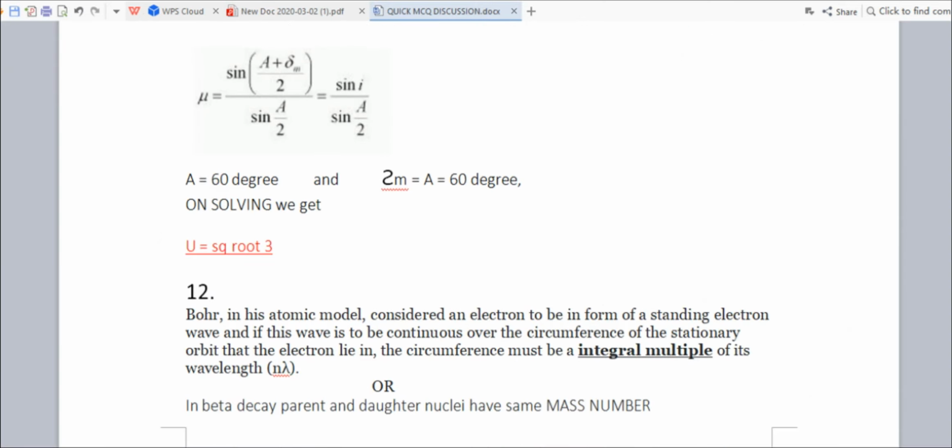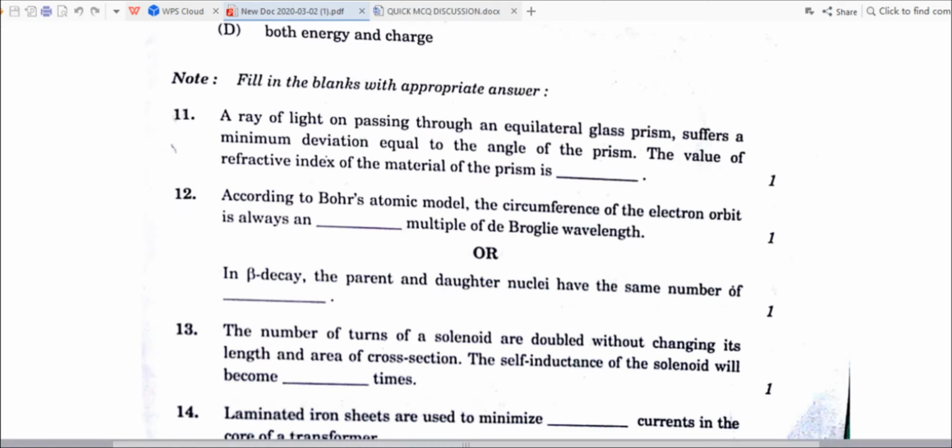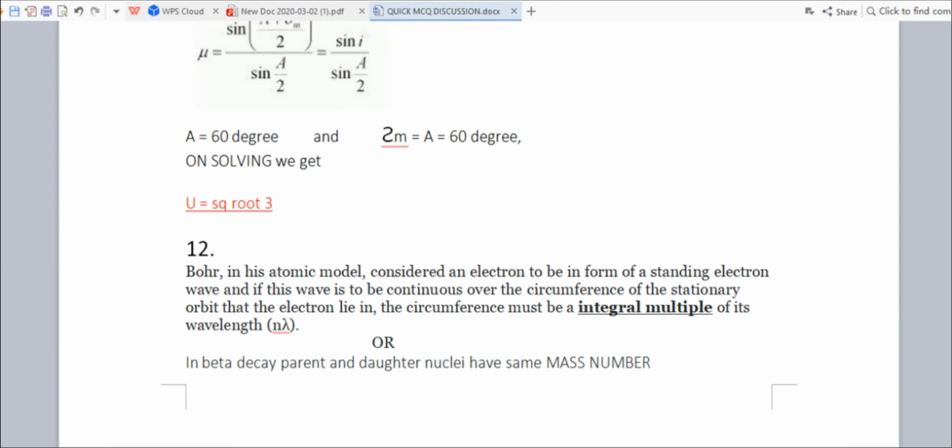Man, it's a really common, pretty easy question. Beta decay. Mass number is the same. Mass number is always the same.